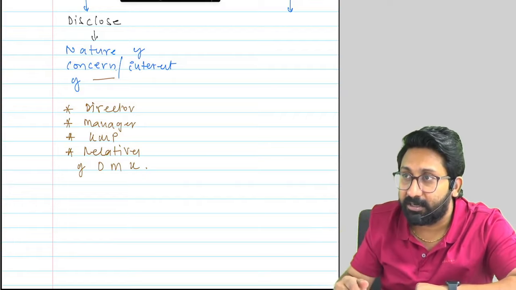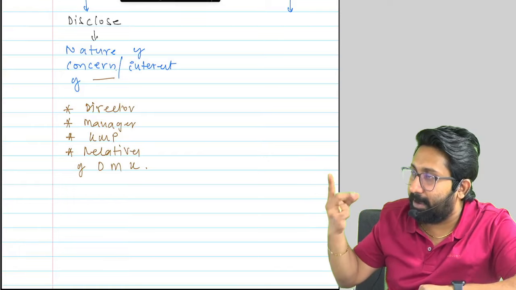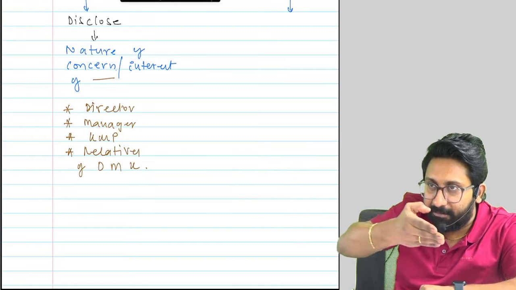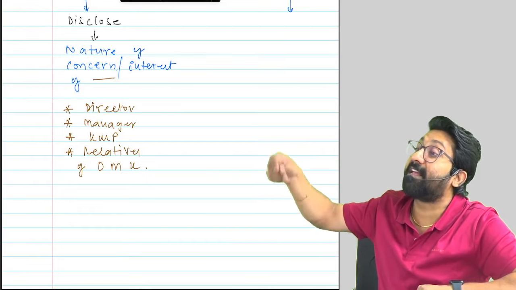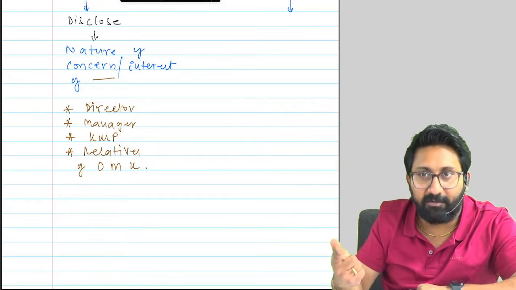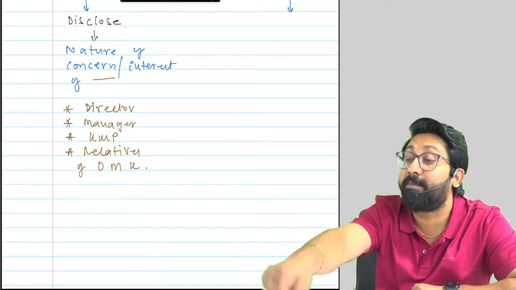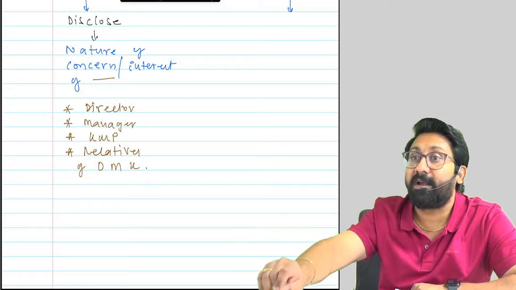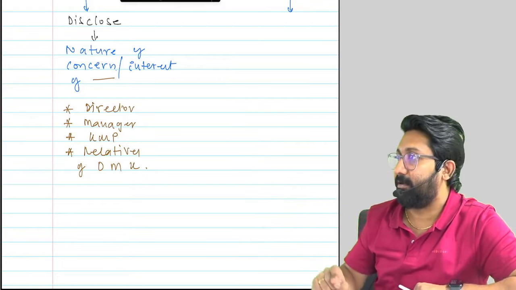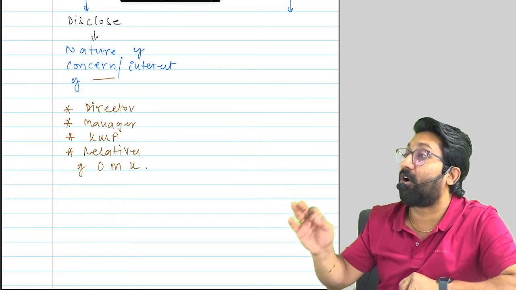Who should disclose? The names I have given: director, manager, KMP, or their relatives. If any of them are involved in the transaction with the company, you should tell why you are involved, how you are involved, what is the nature, how much profit you are going to make. Disclosure has to be made in the explanatory statement, or else profit made by any of these people will become secret profit. Secret profit is treated as a fraud under Section 447.